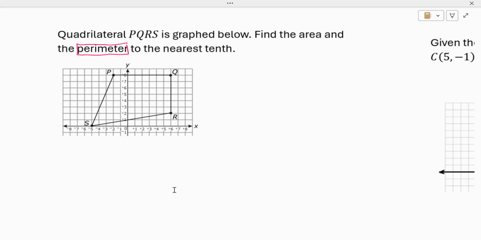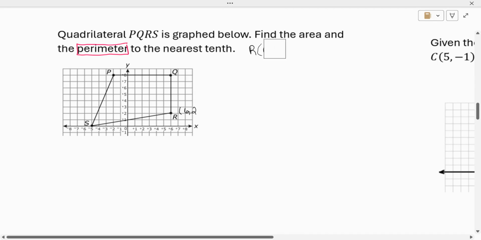Do you want me to label the points for you? Will that be easier? Yeah? Okay, I will. I'll write them up here. R is the ordered pair 6, 2. Q is the ordered pair 6, 8. P is the ordered pair -2, 8. And S is the ordered pair -5, 0.